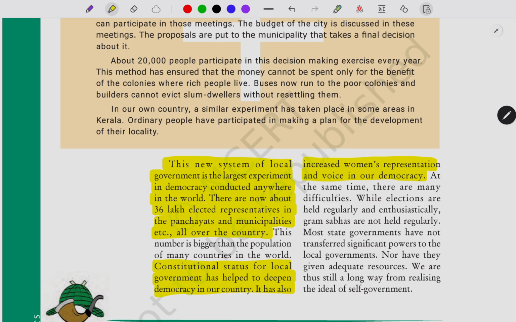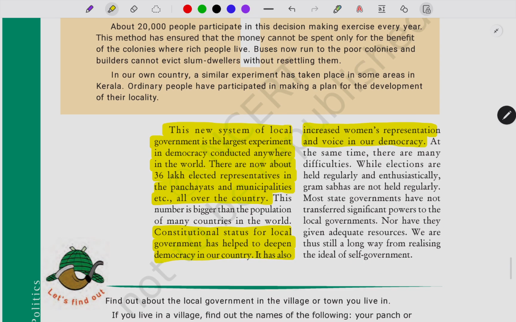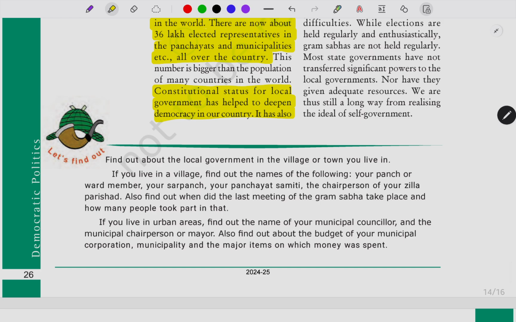At the same time, there are many difficulties. While elections are held regularly and enthusiastically, Gram Sabhas are not held regularly. Most state governments have not transferred significant powers to the local government, nor have they given adequate resources. We are thus still a long way away from realizing the ideal of self government. And that is all the major and important things in this chapter.